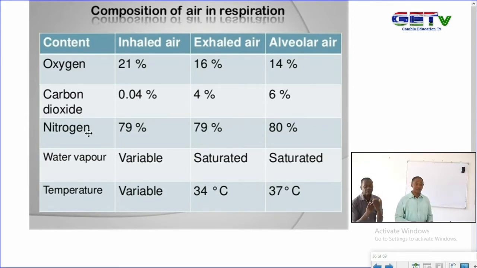And the temperature of the air you breathe in, again, varies. It depends on whether your surrounding is at a lower temperature, that is, it is cold, or it is hot. So the air we breathe in can vary, but the air we breathe out is around 34 degrees, which is closer to the body temperature. You'll notice I didn't mention much about the alveolar air. I don't want to confuse you about those things. Okay, so let's move on.